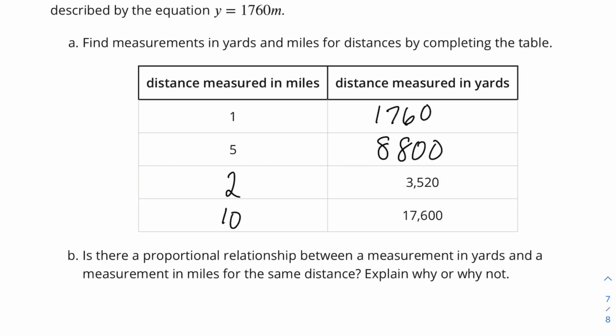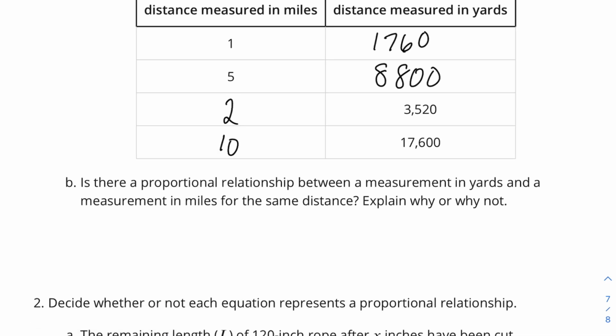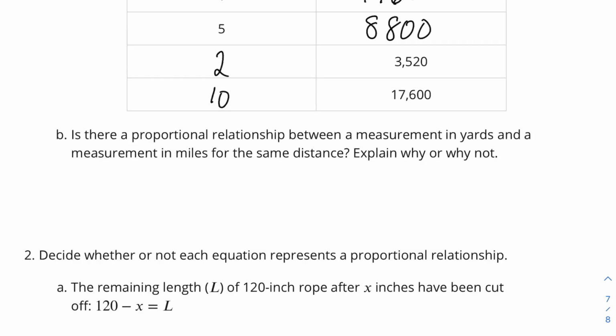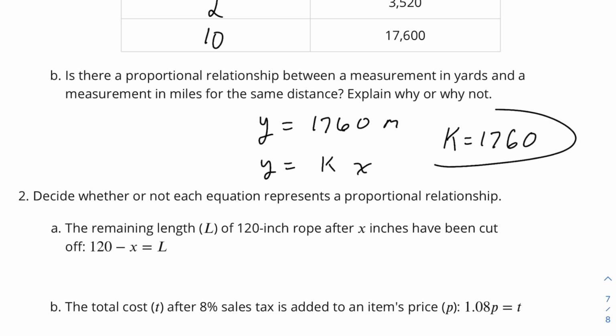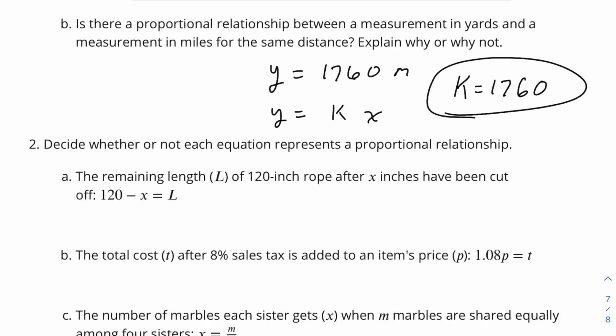Now it states, is there a proportional relationship between a measurement in yards and a measurement in miles for the same distance? Explain why or why not. There is, because we have yards is 1760m. So that's the same thing as the form y is equal to kx, just with different variables. Your constant of proportionality that never changes is that each mile is 1,760 yards. So it is in the form of y equals kx.